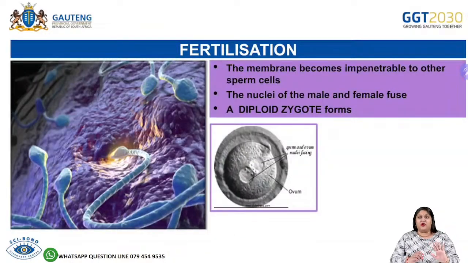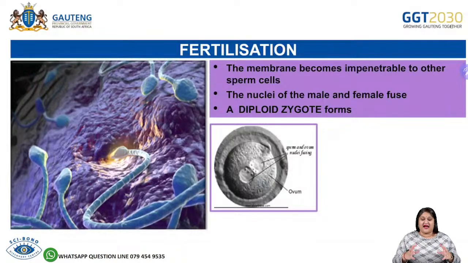So before we get to the fusion part, now the head is inside the ovum. Like I said, the neck and the tail, the mitochondria, have fallen away. This membrane now becomes impenetrable. That means that it's going to have like a solid barrier now, and it's not going to be able to be penetrated by any other sperm. That's why we say it's become impenetrable to other sperm cells.